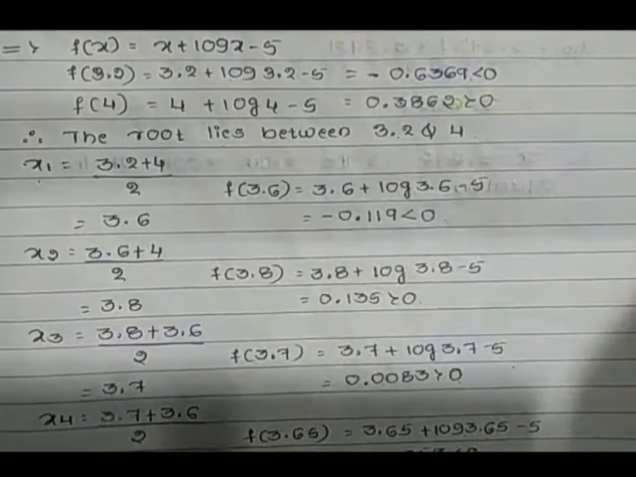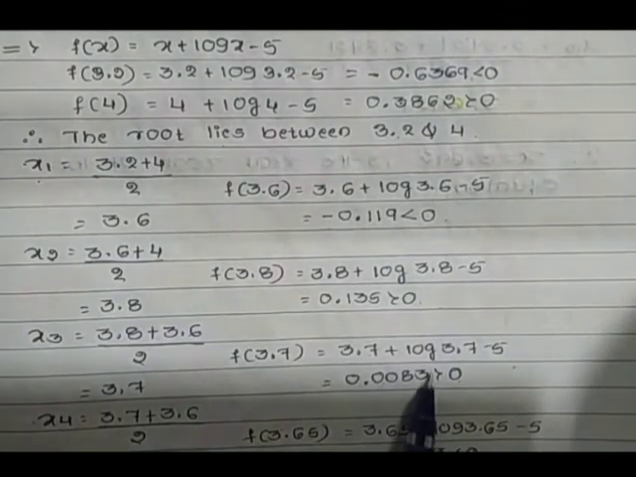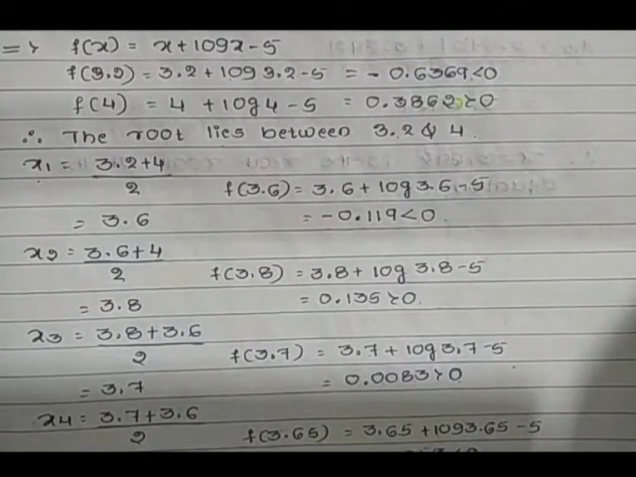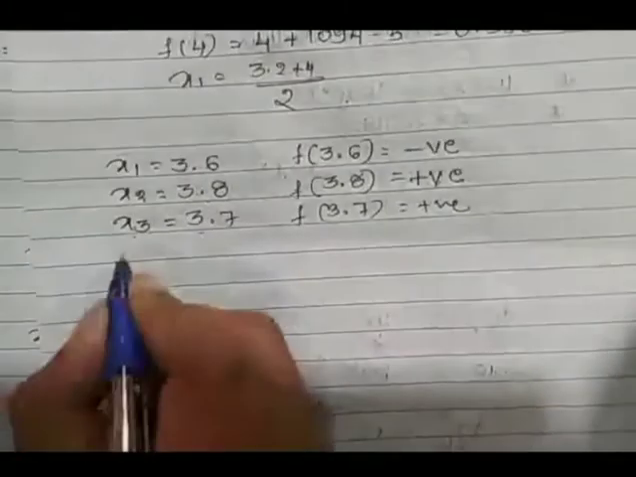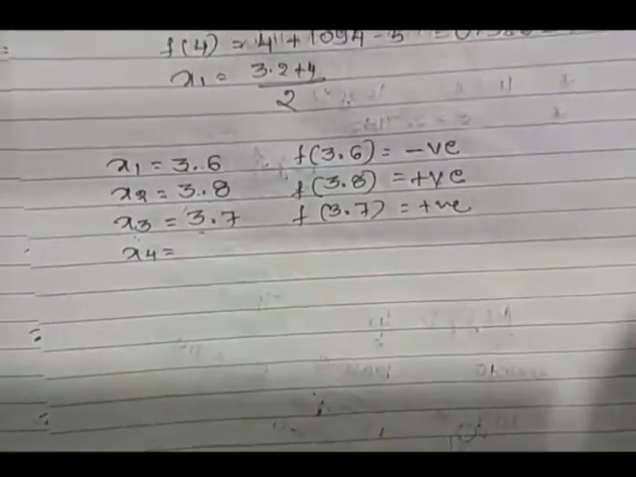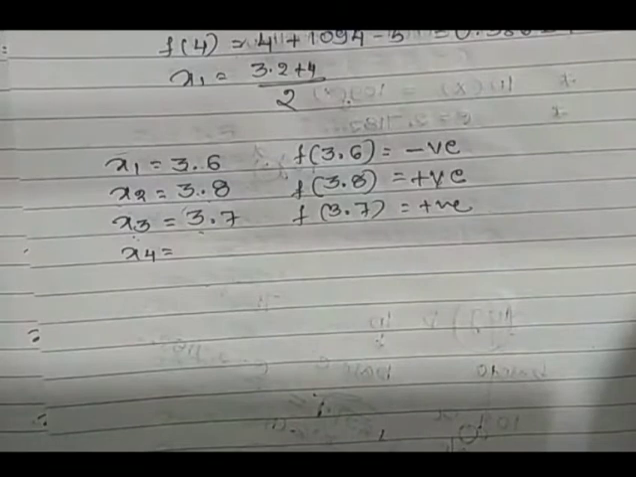So from x3 we are getting a positive value. Then to calculate the fourth approximation, which two numbers do we have to add?